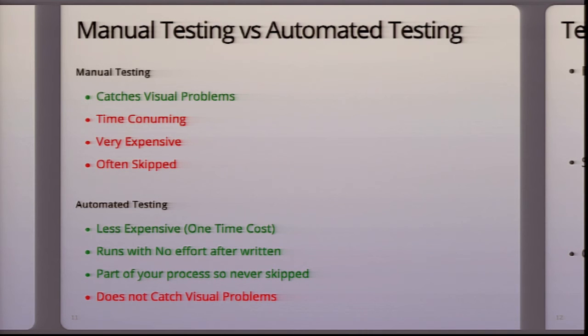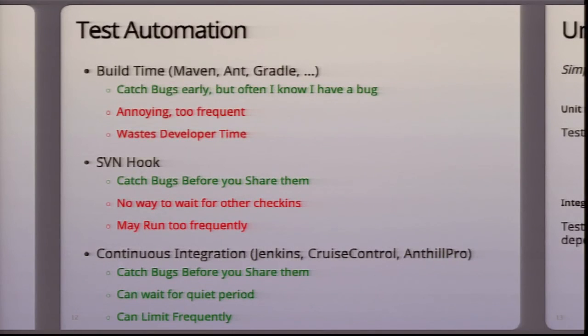Automated testing is really great because it's a one-time cost. It's a whole lot less expensive. It runs with no effort once you've written that test, and it can be part of your process, right? If you make it part of the process through automation, with tools like Jenkins, it just happens. People don't have to think about it. People don't forget because they can't. But it doesn't catch those visual things, so you still have to try it out, feel things out, and things like that.